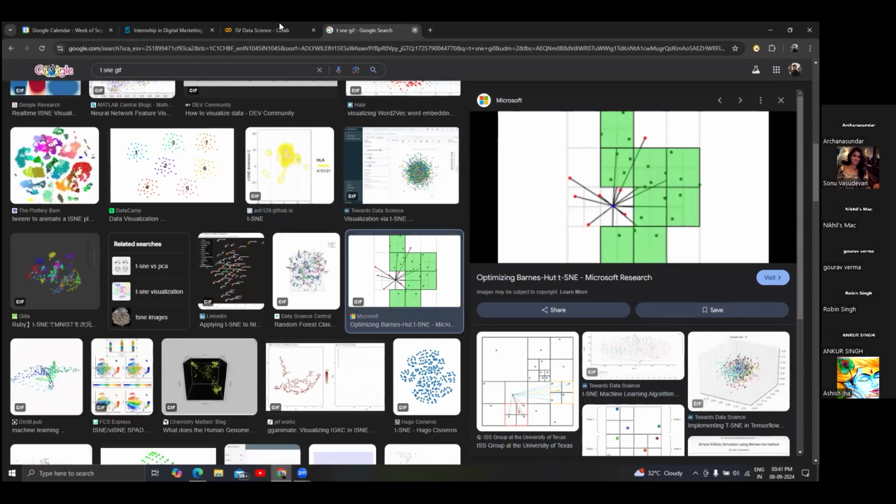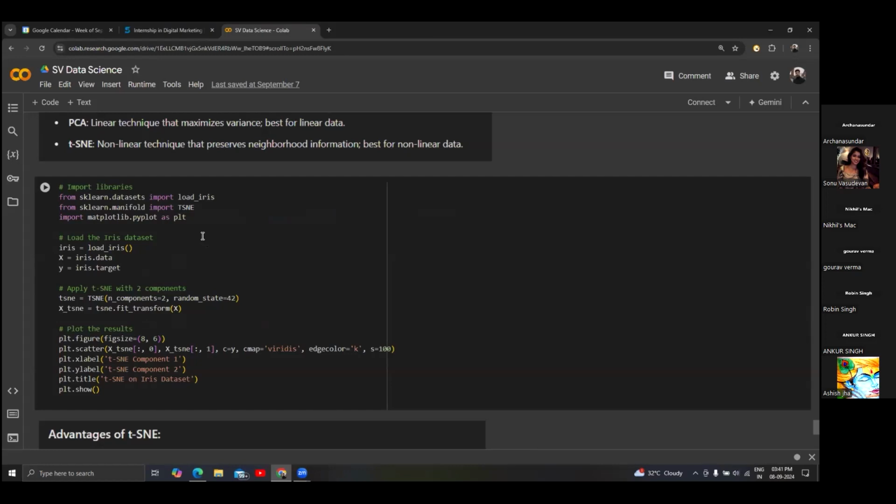Okay, let's try to understand how we can code this. So from sklearn datasets, load iris. We will perform on the iris data only. Import t-SNE, import matplotlib, load your data, all the data in X, target in Y. So applying t-SNE with two components.